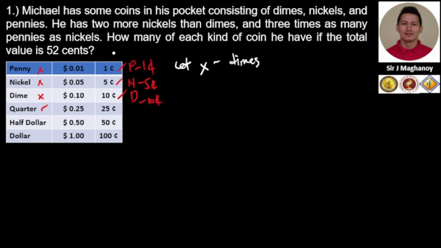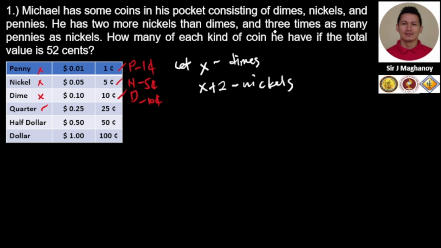From the statement, we can construct our variables in order for us to formulate our equation. So again, let's find the variables. There are 2 more nickels than dimes. If x is our dimes, then nickels are 2 more, plus 2. So we can let x plus 2 be our nickels. Yes, that's correct. So that is our nickels.